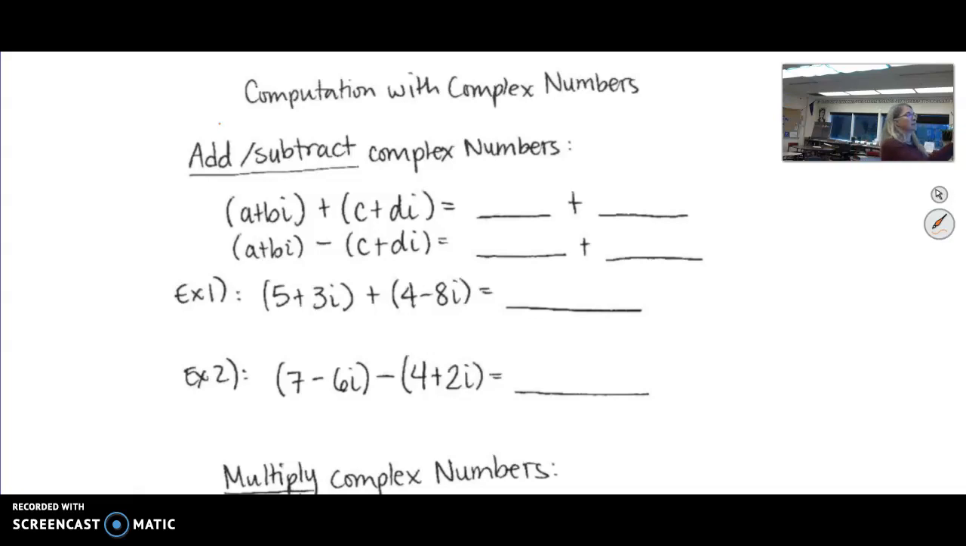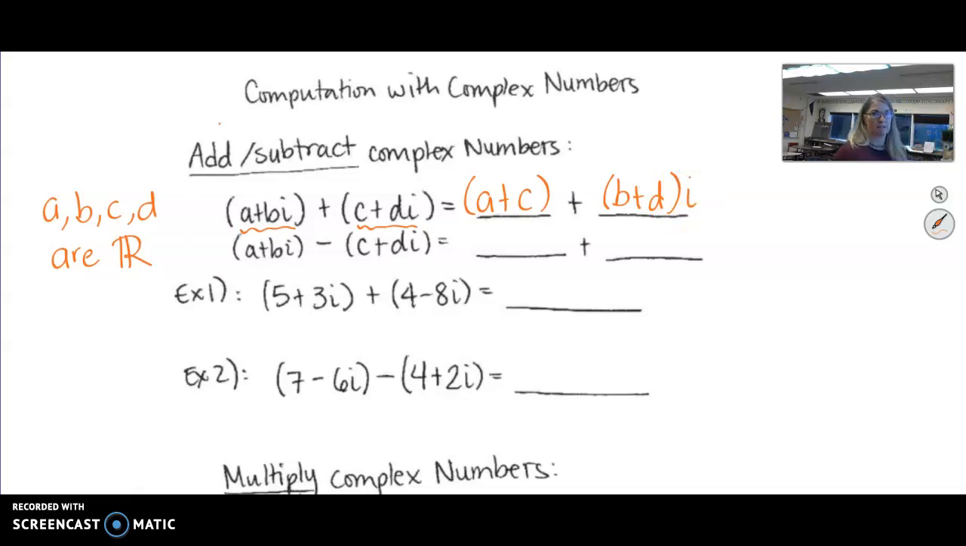If you have a complex number, a plus bi, where a, b, c, and d are all real numbers, remember that abbreviation for real numbers. So we have a plus bi plus c plus di. What we're going to do is add the real parts together, and then add the coefficients of the complex parts. It's kind of like adding like terms, really. That's what it comes down to.